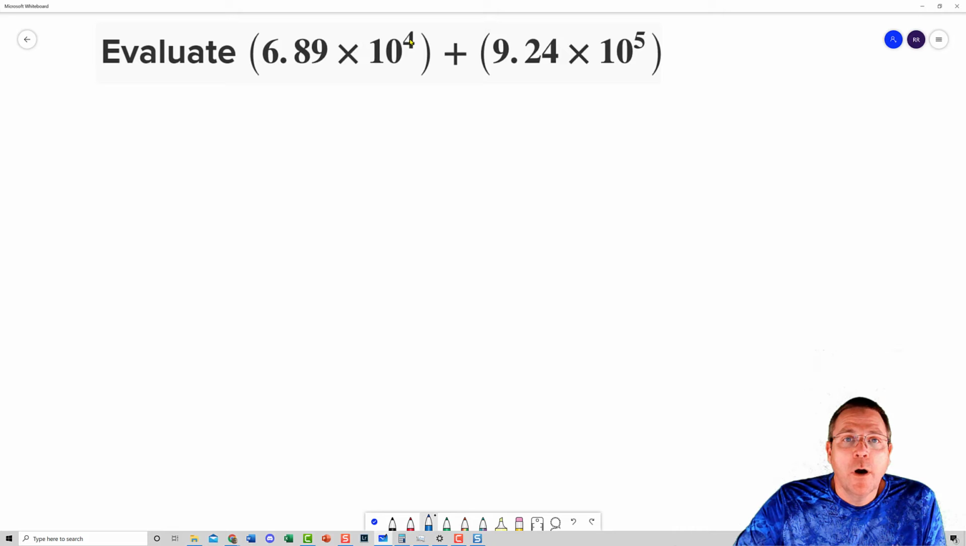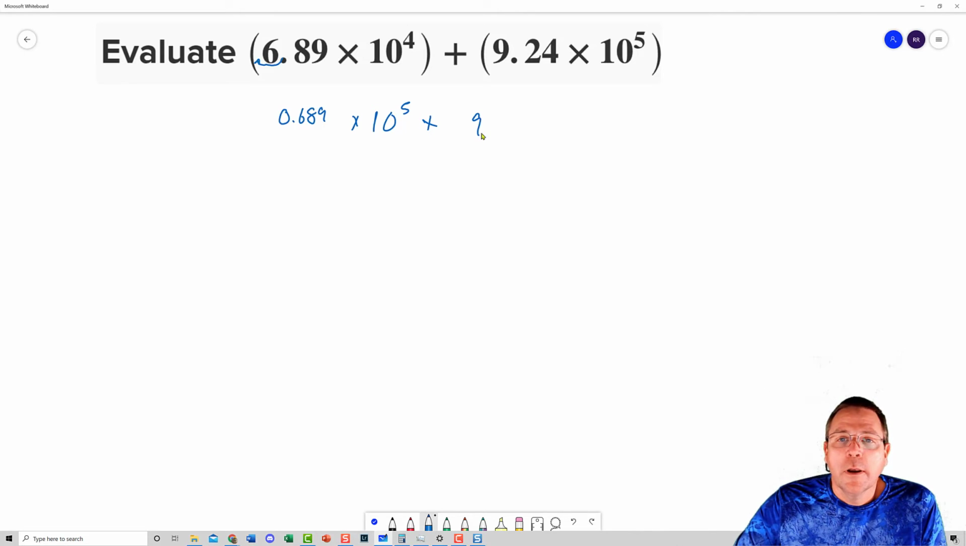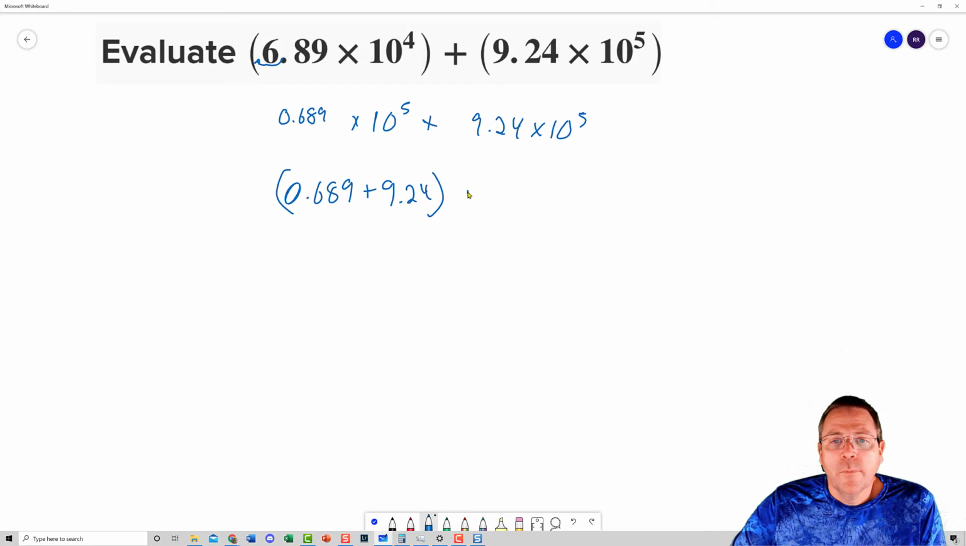So if I want to go up with this, make that a 5, so that I'm having 10 to the 5th here, that means my decimal has to move left, right? So now I have 0.689 times 10 to the 5th, plus 9.24 times 10 to the 5th. From there, we're going to use the distributive property. 0.689 plus 9.24 goes there, all times 10 to the 5th.